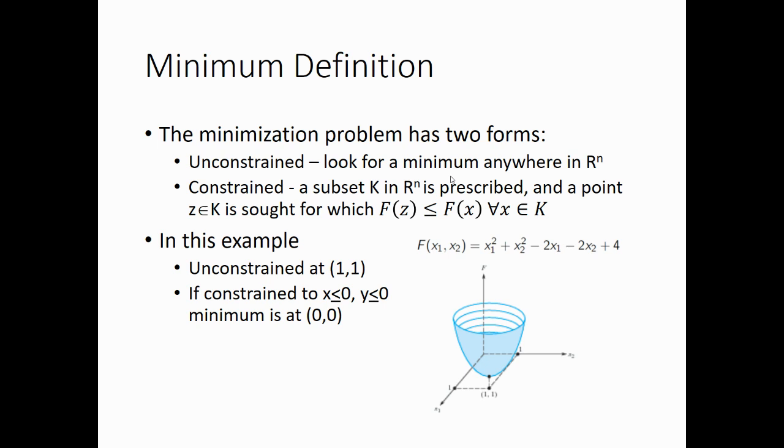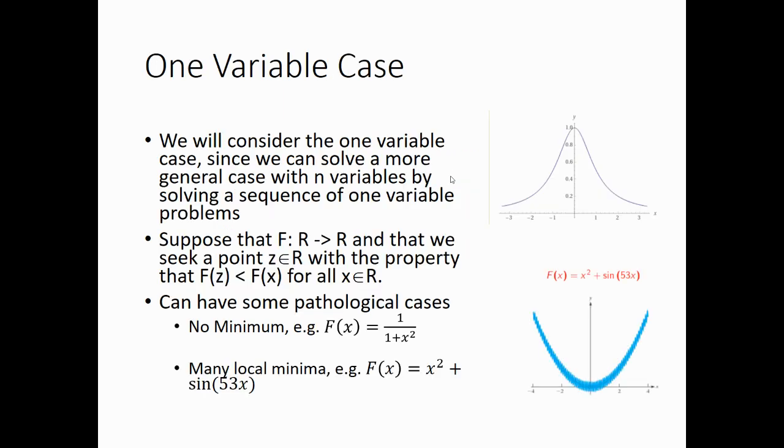So in some ways, the constrained problem is actually more difficult since we need to keep x inside of that subset K, and sometimes K is defined in a more complicated way than what we have in this example. Even in the one variable case, which is what we're looking at, we'll be able to use that to solve a more general case by solving a sequence of one variable problems. So in the one variable case, suppose that f maps R, the real numbers, into the real numbers, and we seek a point z in R such that f of z is less than or equal to f of x for all x in the reals.